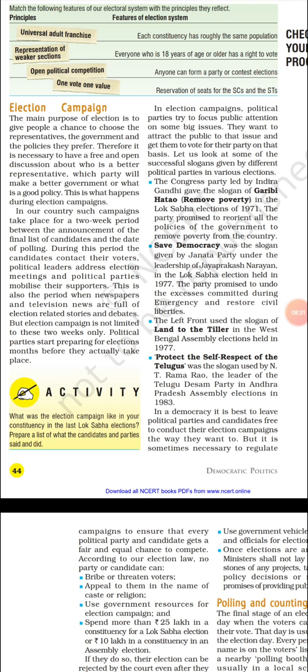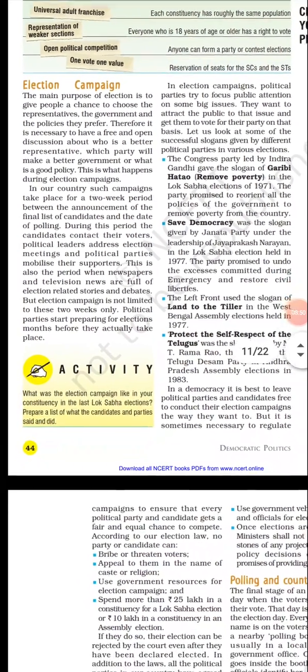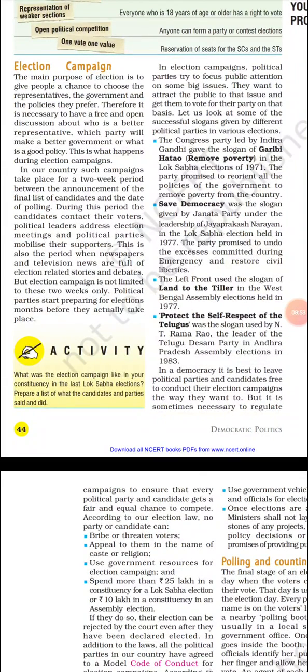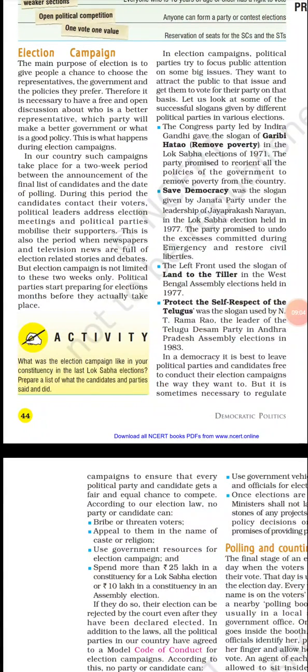They cannot spend more than rupees 25 lakh in a constituency for the Lok Sabha election, or rupees 10 lakh in a constituency in an assembly election. They cannot spend more money. In a Lok Sabha election, they can spend up to 25 lakhs, not more than that. And in the other election, up to 10 lakhs, and not more than that. So these are the election rules, and every political party or nominated person has to follow these rules.